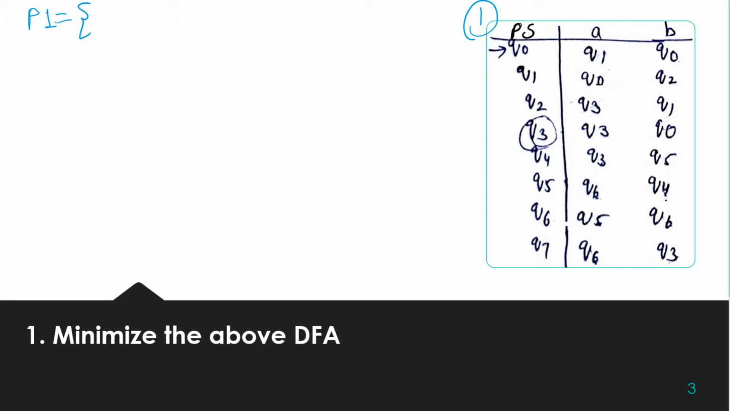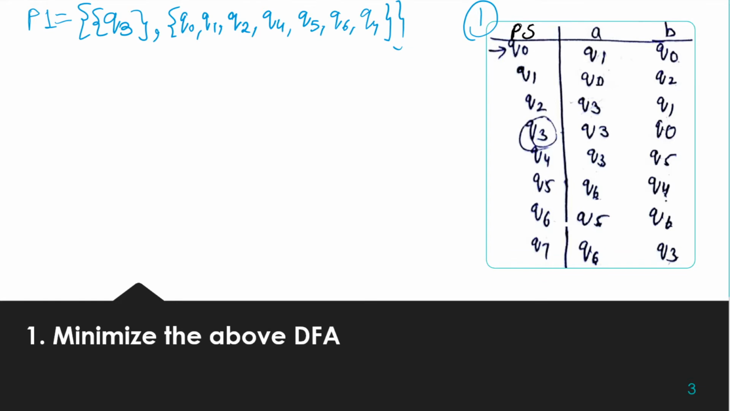Here we have only one final state, that is Q3. So the group of final states comprises of only one element, Q3, and the second group has the other states: Q0, Q1, Q2, Q4, Q5, Q6 and Q7. Okay, so this is our partition 1 with the group of final and non-final states.